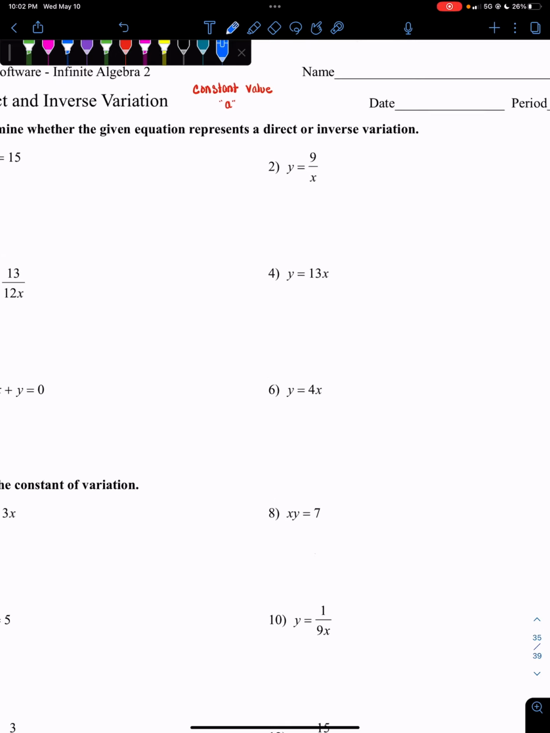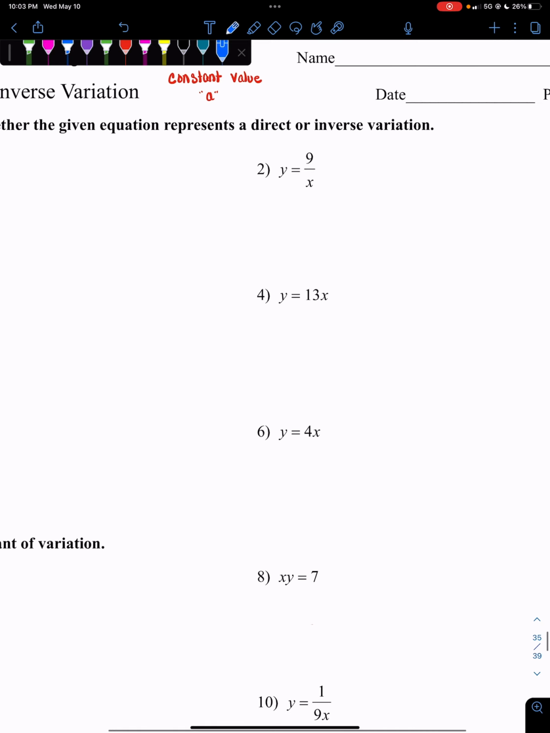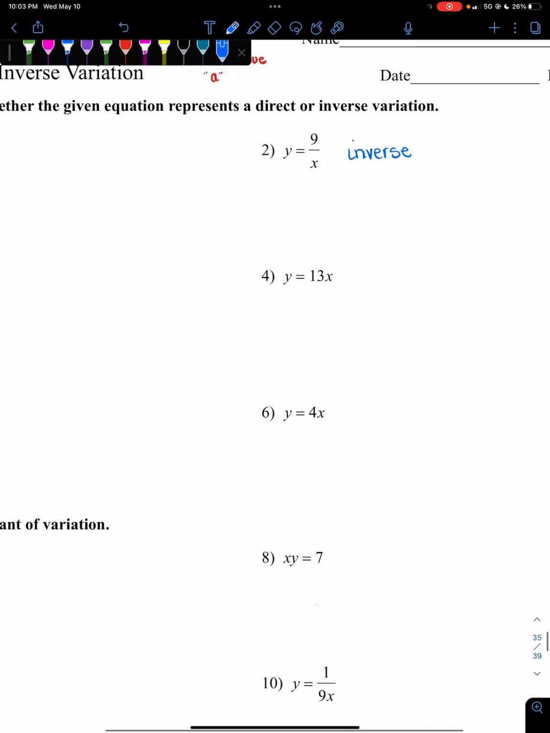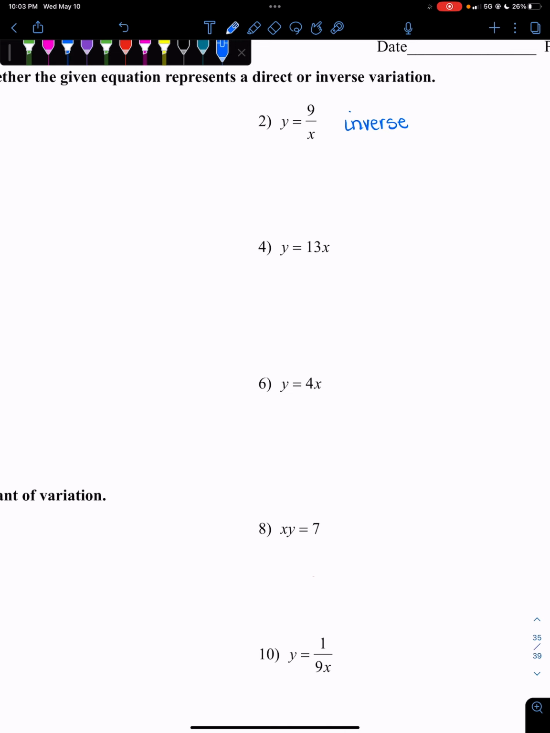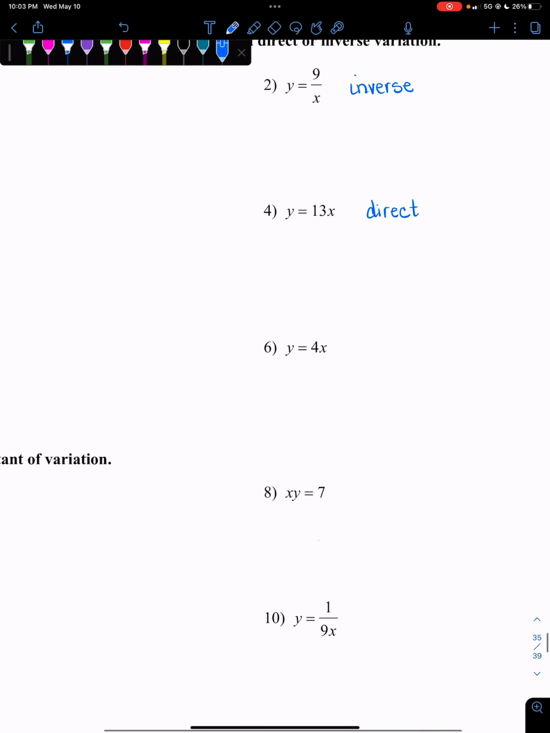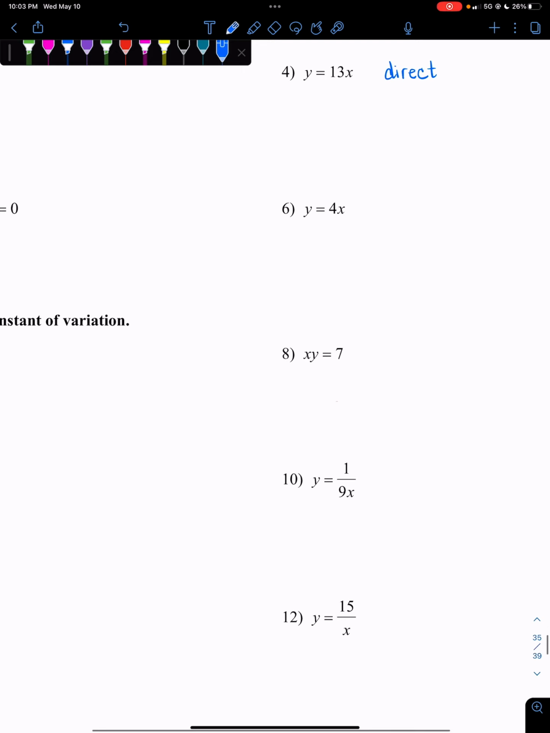All right, so number 2, I have y equals 9 divided by x. Because there is a division of a variable, this is inverse variation. For number 4, I've got y is equal to 13 times x. Since it is being multiplied, some constant is being multiplied to x. This is direct variation. For number 6, I've got y equals 4 times x. Again, this is also direct variation.